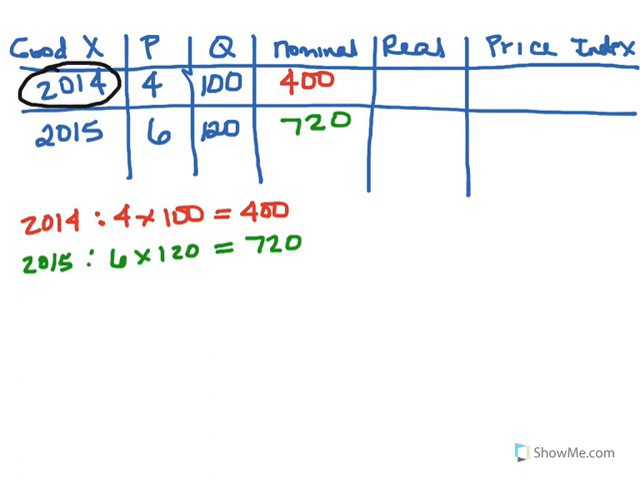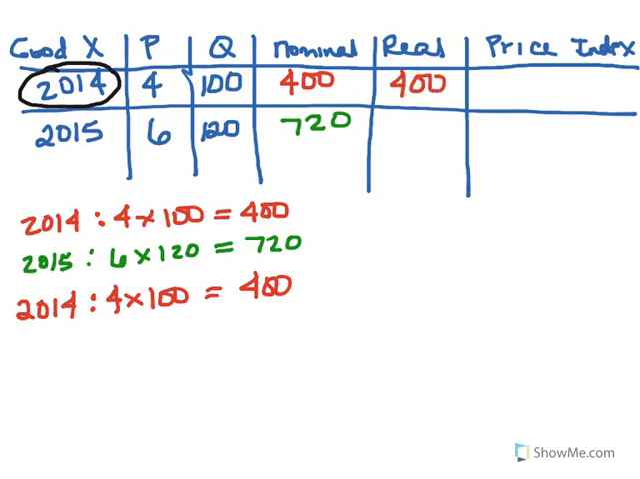So again, to calculate real GDP for 2014, we're simply going to do price times quantity, and we will come up with the same exact term, because the price level in the base year is what we're using. So the price level is $4. We produced 100 units of output, so the real value of GDP would be 400.